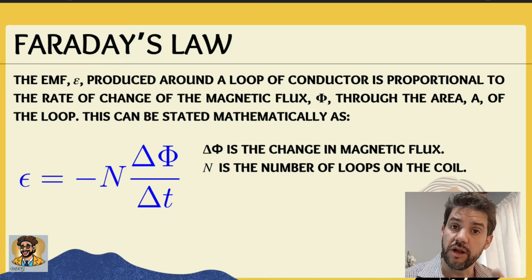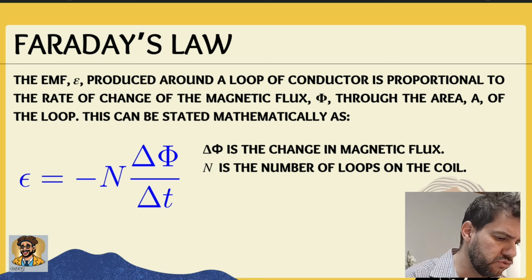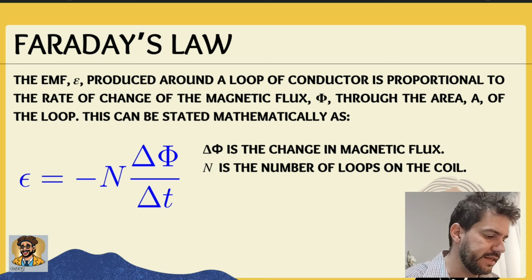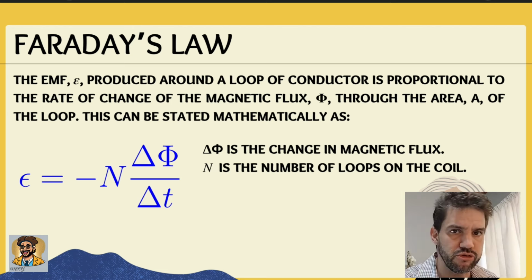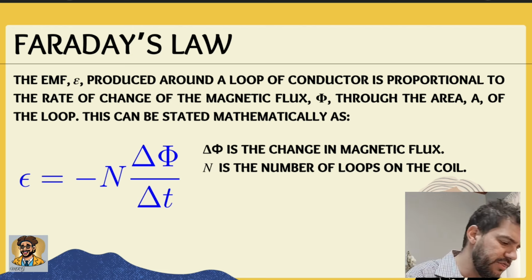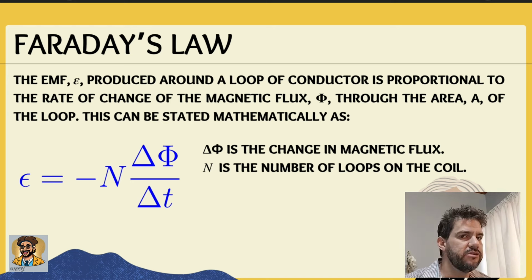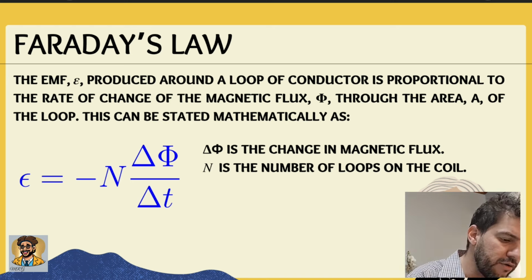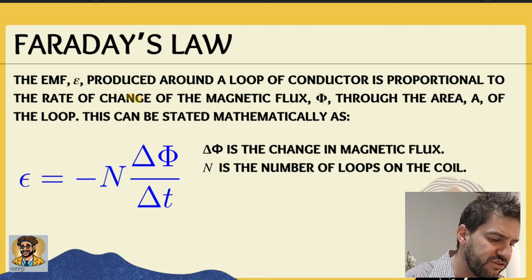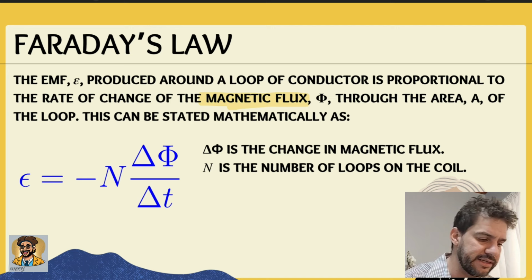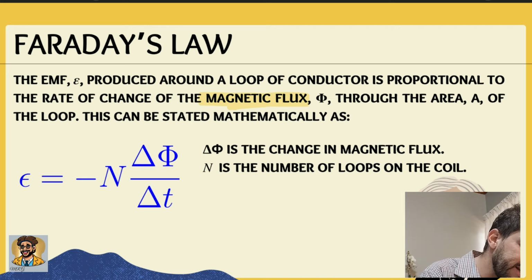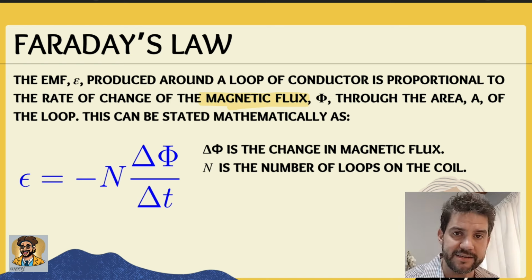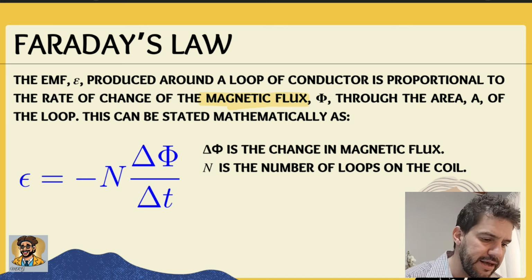Okay, so let's see what actually happened here. Let's go to Faraday's law. Now, this law says that the EMF produced around a loop, and this EMF is going to be with a Greek letter epsilon. This is epsilon, it's a Greek letter, it's not an actual E. Around a loop of conductor it is proportional to the rate of change of magnetic flux. We're going to speak about magnetic flux in the next minute, but this here is the rate of change in magnetic flux. Now remember, rate is when you divide by time, so it's how fast magnetic flux is changing. That is what we mean here by rate of change in magnetic flux through the area of the loop.